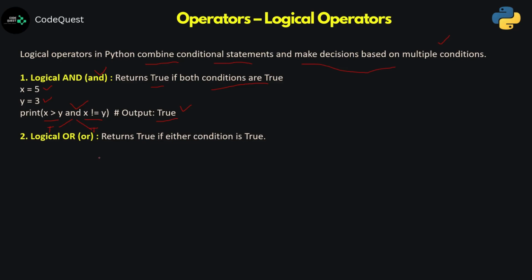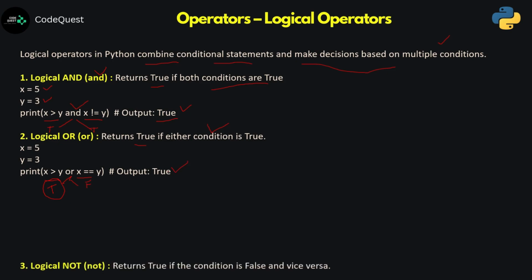Whereas in logical OR, the final result will be true if either of the conditions is true. Say I am taking 5 and 3 once again for x and y. So x greater than y, this is true. But x equal to y, this is false because 5 equal to 3 is false. Now because we have joined with the help of OR, and one of the conditions has become true, the final outcome is also true.